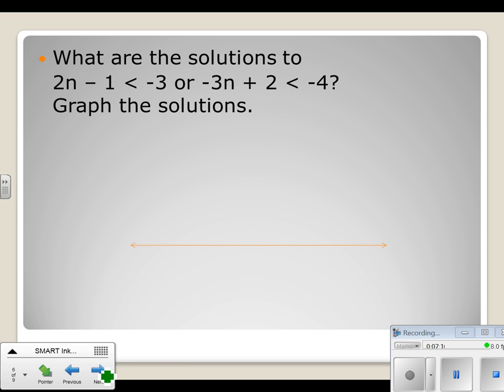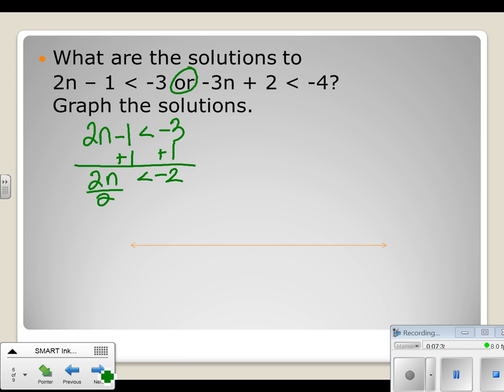What are the solutions to 2n minus 1 is less than negative 3, or, so this is going to be an or graph, negative 3n plus 2 is less than negative 4. So we have 2n minus 1 is less than negative 3, so we're going to add 1 to both sides. And then we're going to divide by 2. So n is less than negative 1.